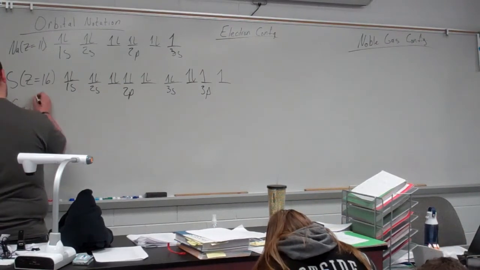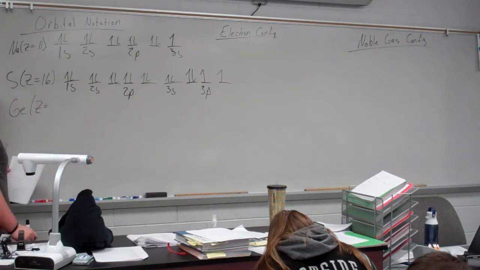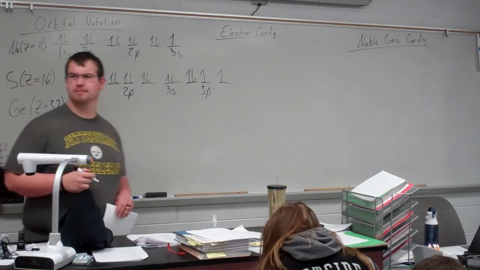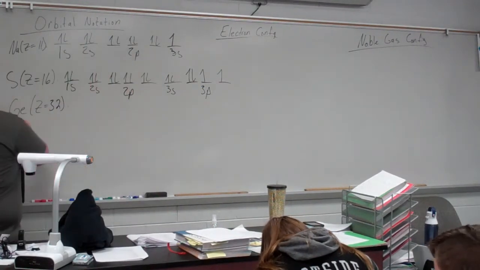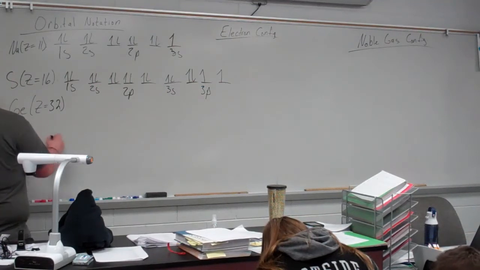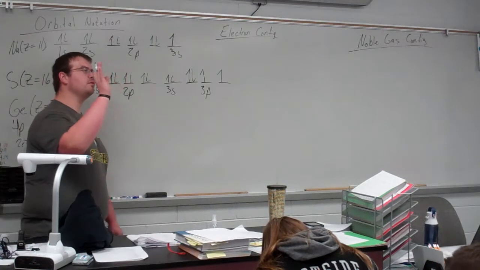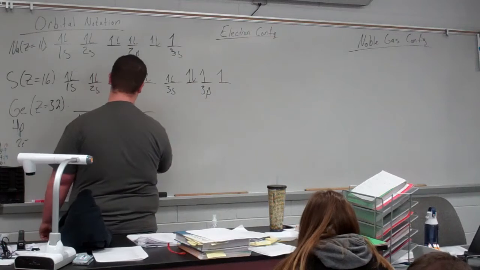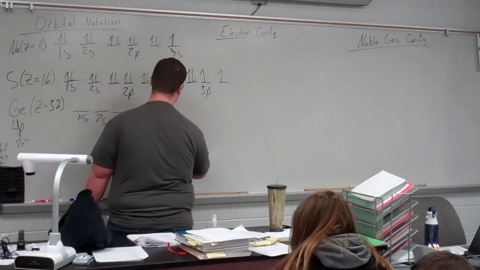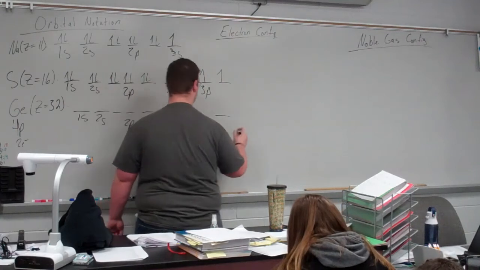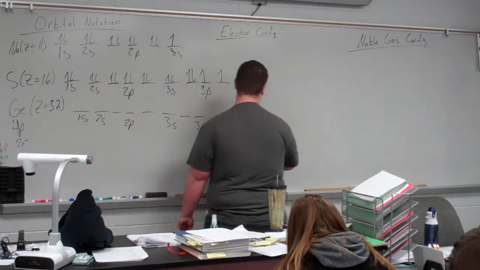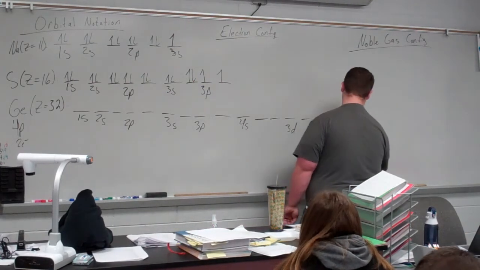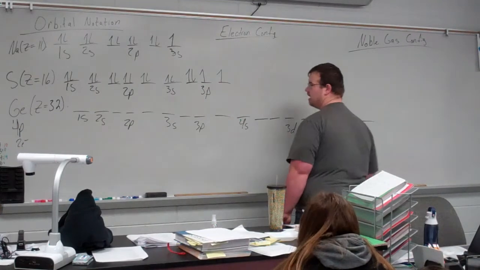Germanium. Atomic number 32. Pretty sure germanium stops at 4p. Yeah, it does, 4p. And I have to put 2 electrons in the 4p. So in this case, everything is full up to 4p. So 1s, 2s, 2p, 3s, 3p, 4s, 3d, 4p. Everything is full.